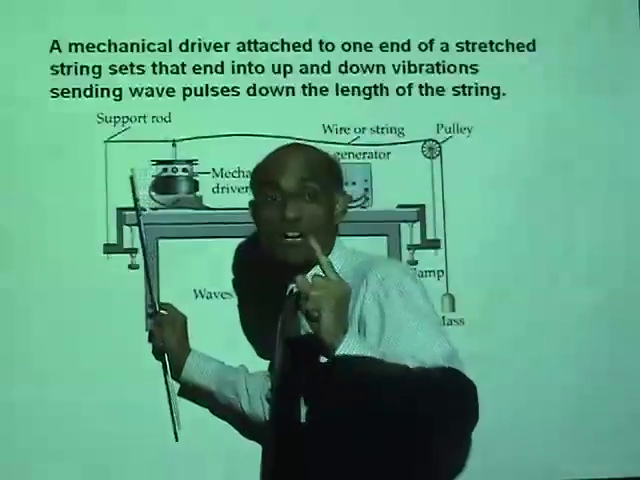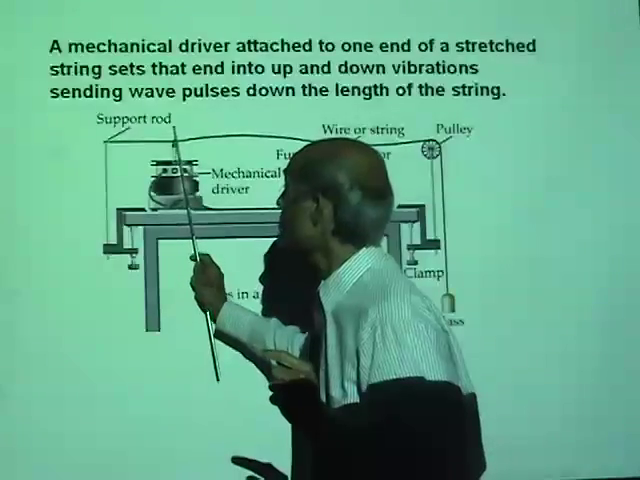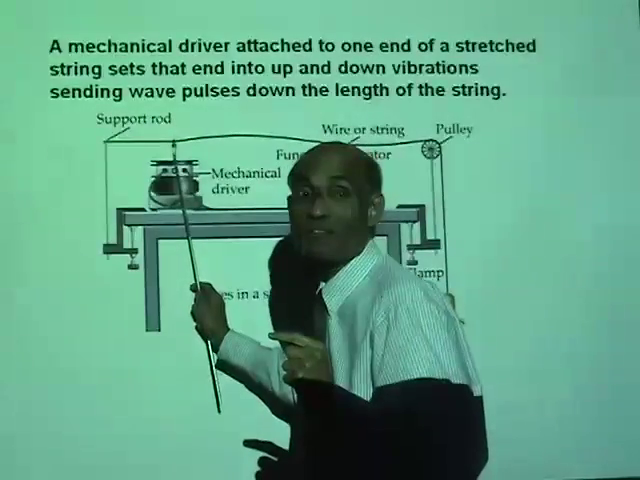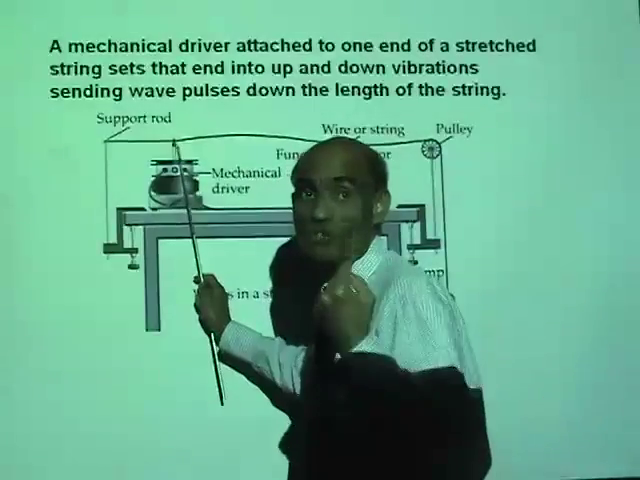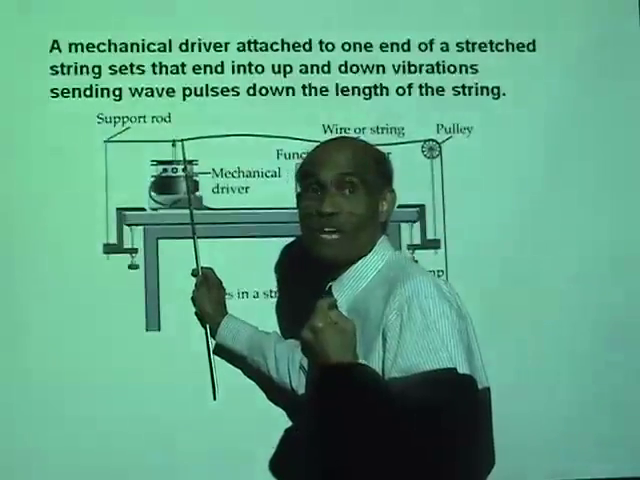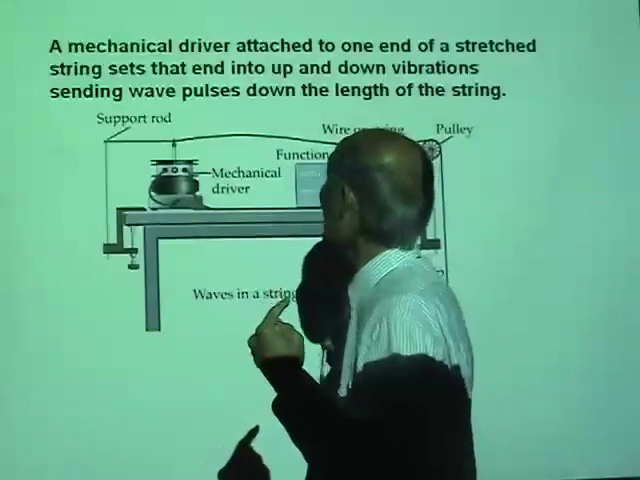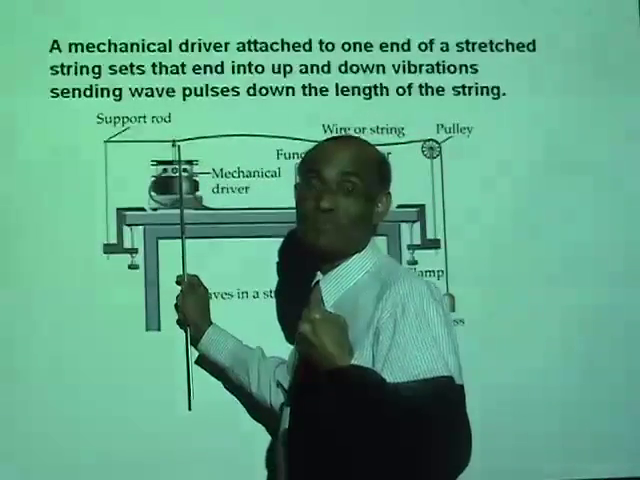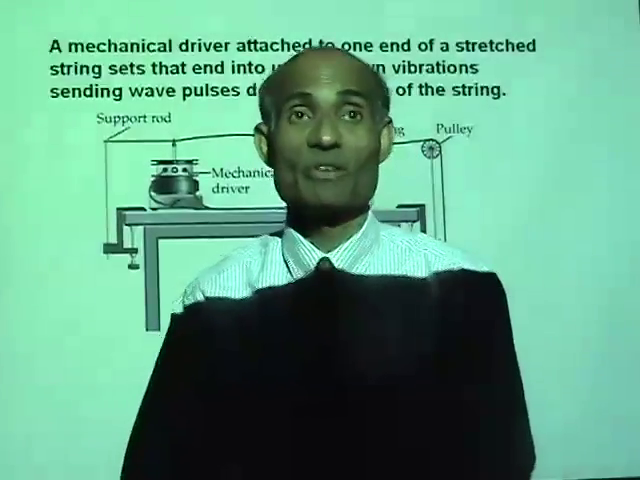So what is the criteria for that? The criteria is, by the time this particle completes one vibration and is ready for the next vibration, during that time the wave produced by the first vibration must go and come back. Then these two will be in phase.